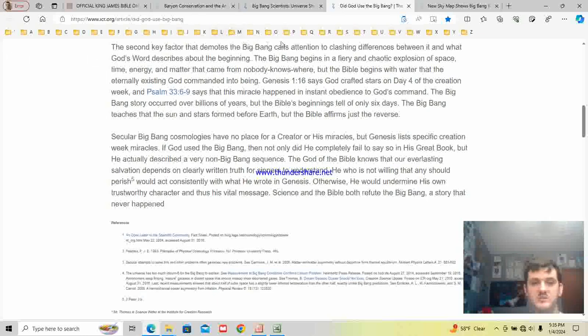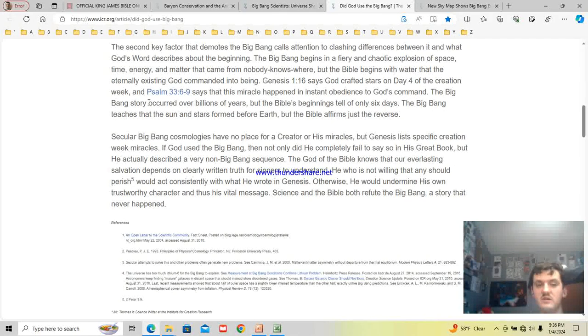The second key that demolishes the Big Bang calls attention to the classic differences between it and what God's Word describes in the beginning. The Big Bang began as a fiery explosion of space, time, energy, and matter that came from nobody knows where. The Bible begins with an existing God commanding things into being. Genesis 1:16 says God created the stars on day 4 of the creation week. And Psalm 33:6-9 says this miracle happened at the instant of obedience to God's command.